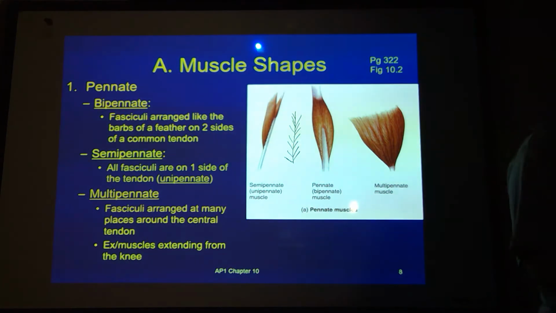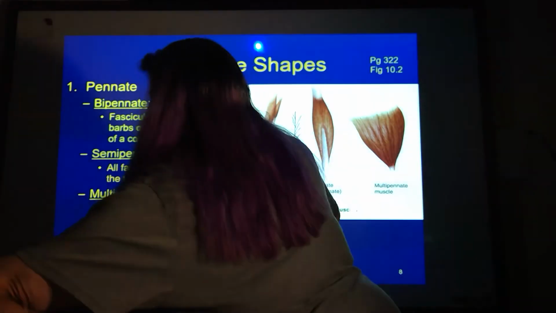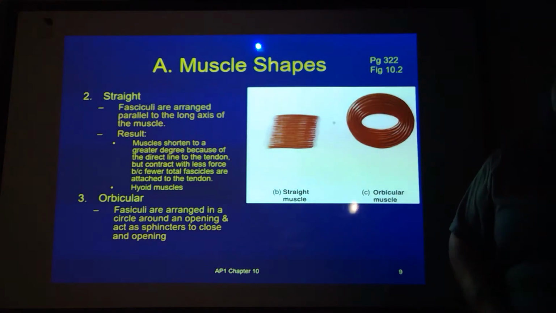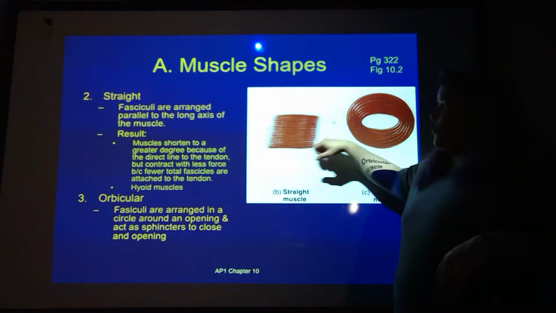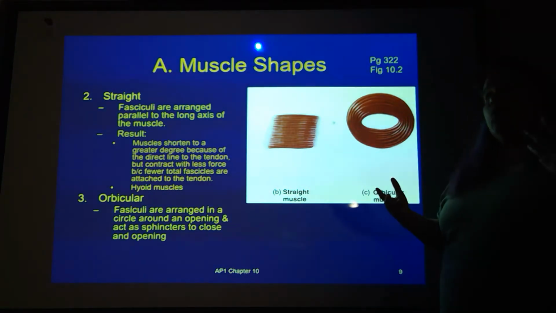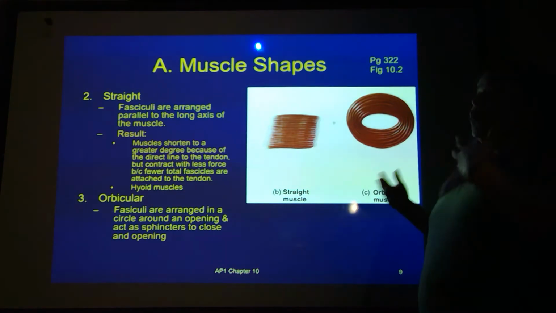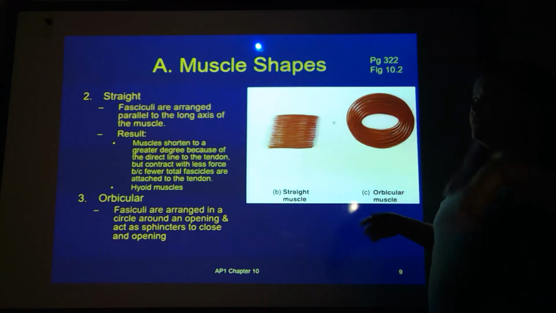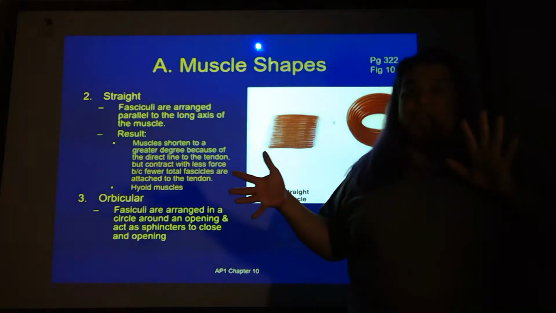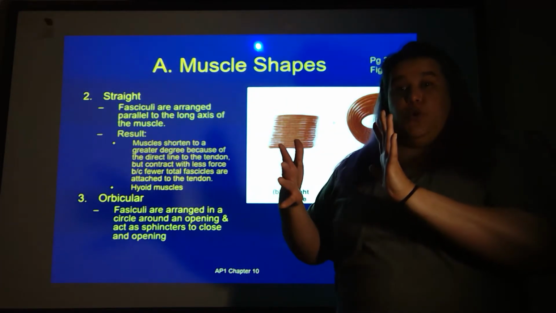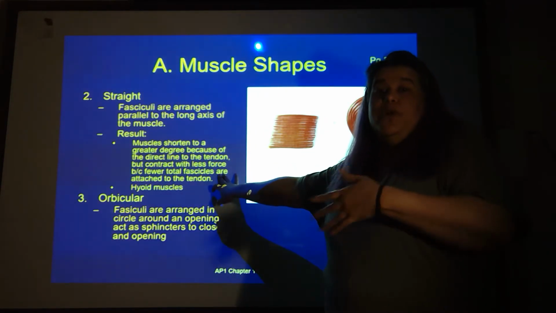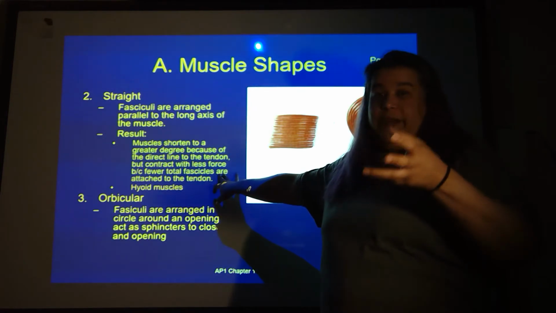Now, with the straight arrangement, the fasciculi are arranged parallel to each other along a long axis. So what's the benefit of this? What's the not so much benefit of this? 1, because all of the fasciculi are arranged in the exact same direction, the muscle can shorten to a greater degree. So you can get this muscle to become shorter than maybe another muscle that's in the pennate orientation.